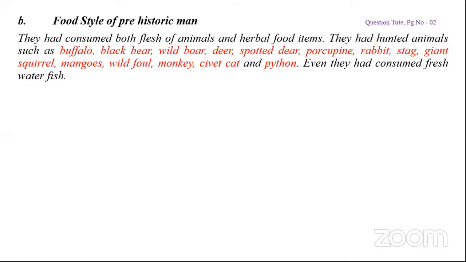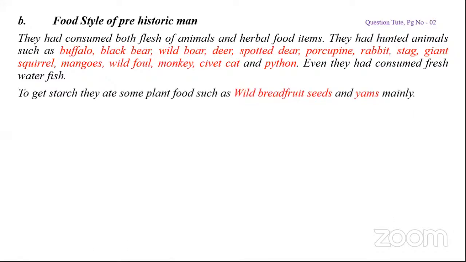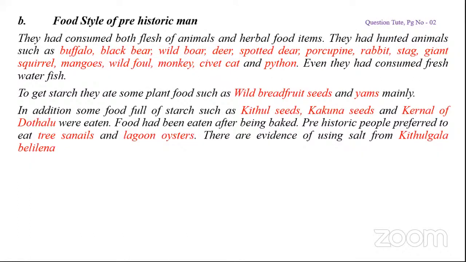So that we did not write in the short note, no, that about the consuming of flesh. So we wrote about this one. What? To get starch, they ate some plant food such as wild breadfruit seeds and yams. And in addition, some food full of starch such as kitul seeds, coconut seeds, and kernel of dotul were eaten. Food had been eaten after being baked. Prehistoric people, there are evidences of using salt from Kitulgala Belilena.